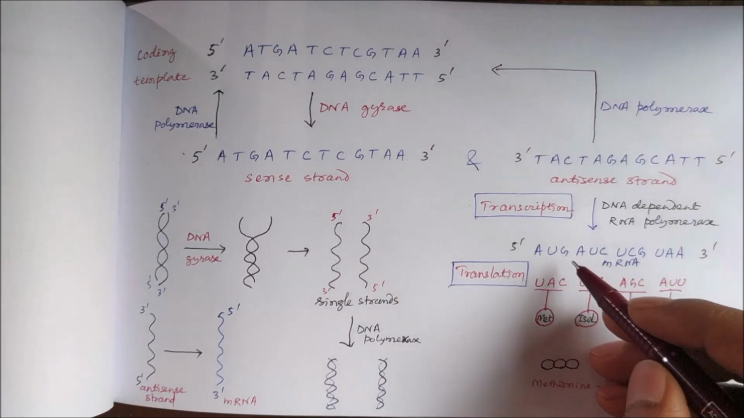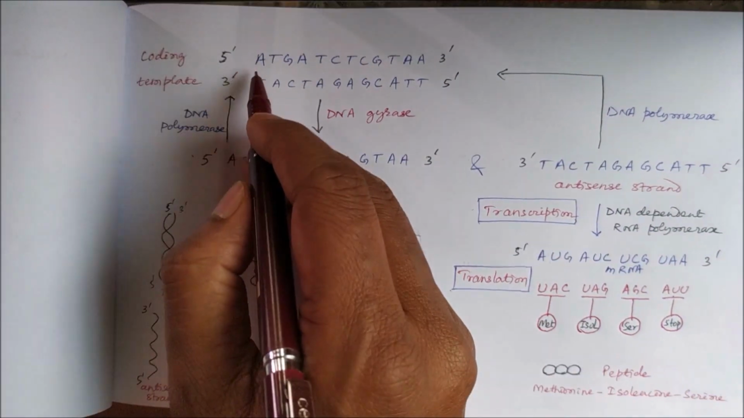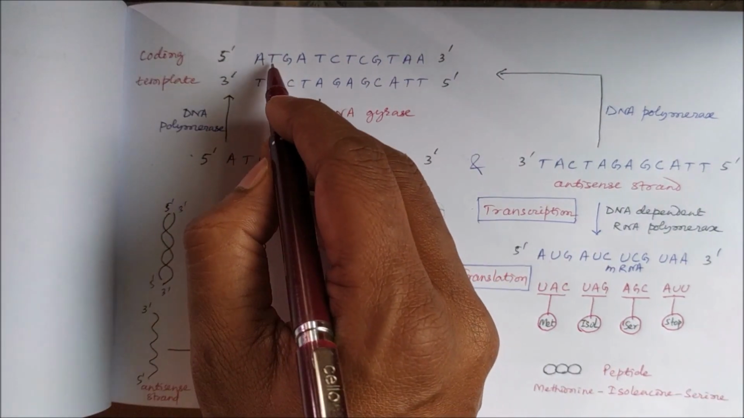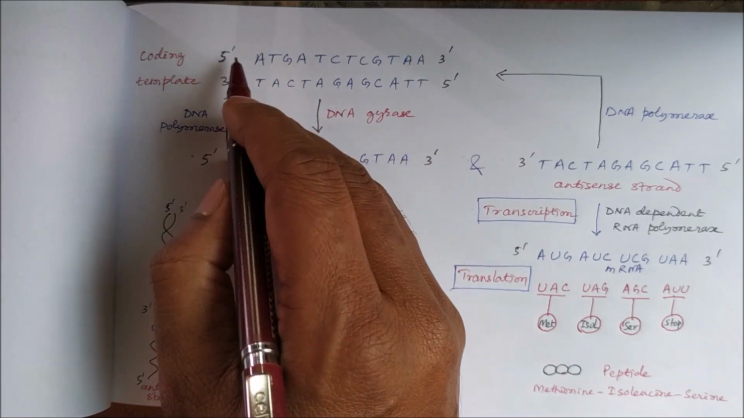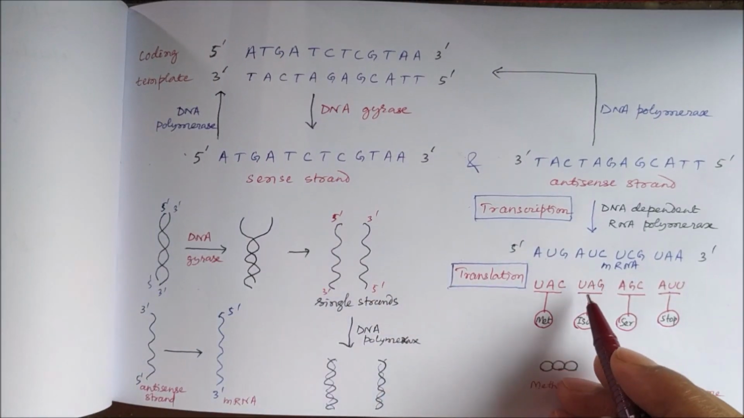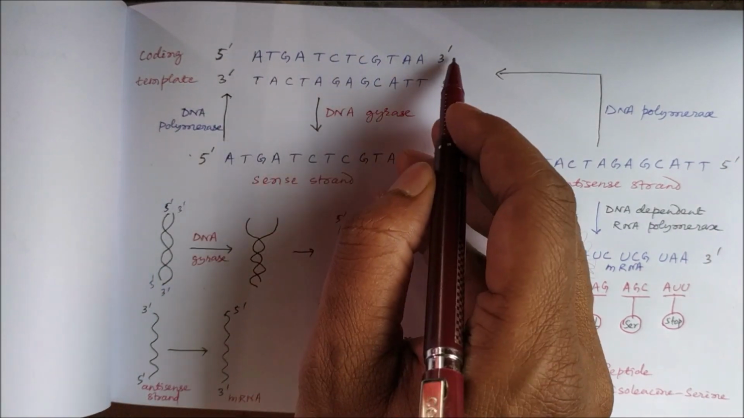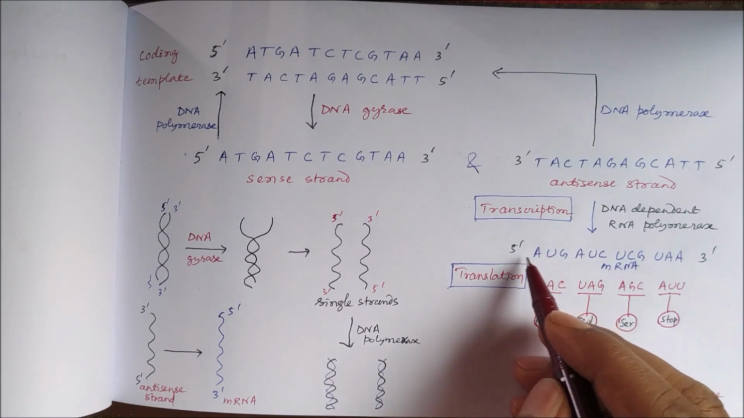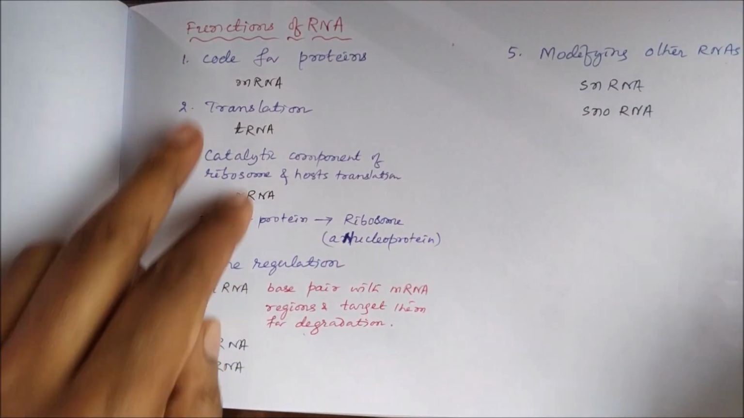The messenger RNA has the same information as that of the sense strand. You can see here ATGAT, so AUGAU. Only instead of thymine of the coding strand or sense strand, we now have U. Instead of thymine in the 5' to 3' direction of DNA, that is the coding strand, we have U. The rest are the same. So this is the function of messenger RNA.